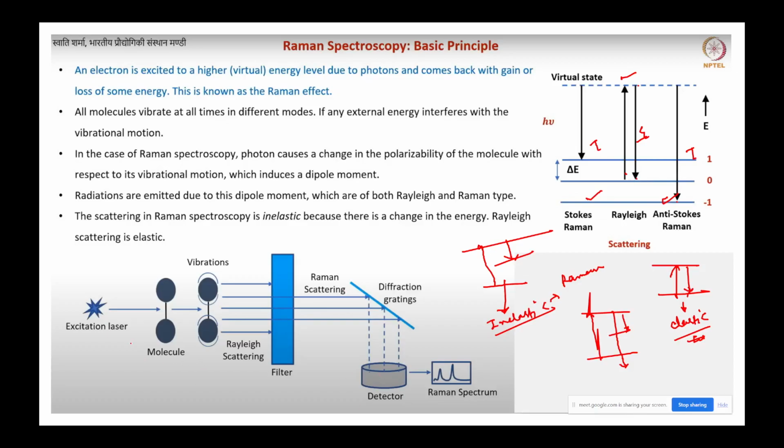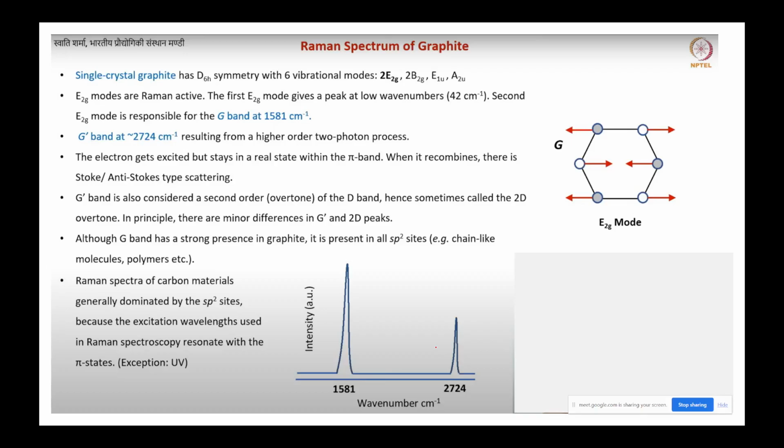Okay, so here you can see the excitation laser will come and this is your molecule, and this will have some frequency, so it will match the frequency and only that will pass through here, and there will be diffraction gratings, and this will be detected by your detector. So this is nothing but the Raman scattering, and you will get the Raman spectrum peaks like this.